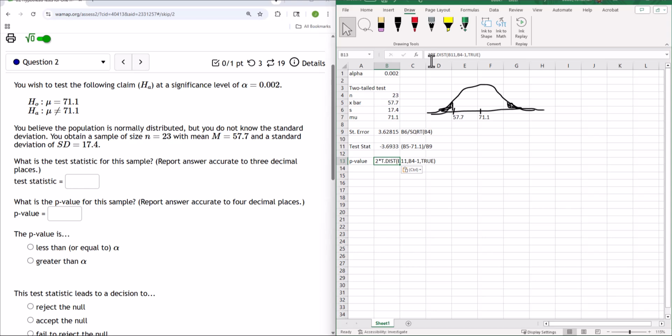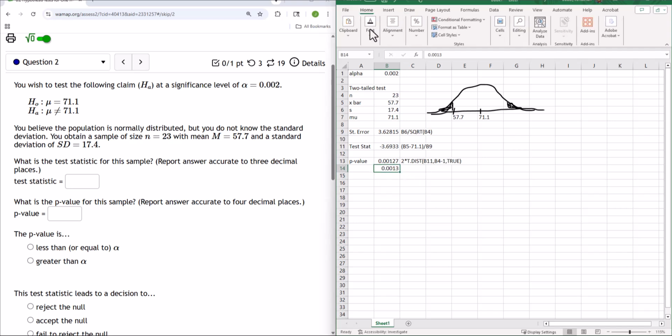And oops. Well, I replaced the equal sign. So if I just pop the equal sign back in there, there we go. Round this to 4 decimal places. 1, 2, 3, 4. And then I make a comparison here. This is my p-value. This is my test statistic. And I get to make a decision.